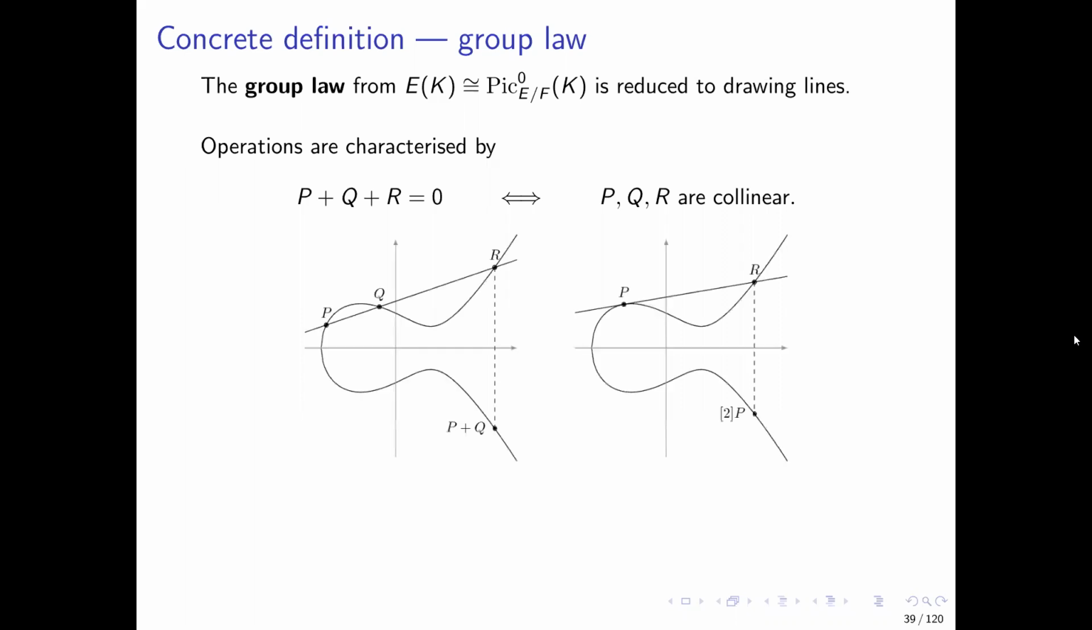Okay, let me draw some pictures. Imagine I have 2 points, P and Q. How do I add P plus Q? I draw a line across P and Q. It intersects the curve at some other point, then I reflect it. That is P plus Q.